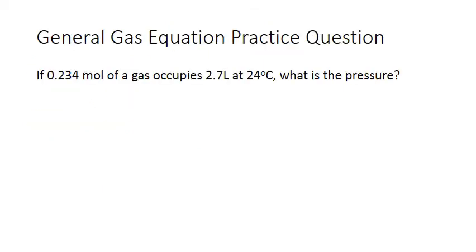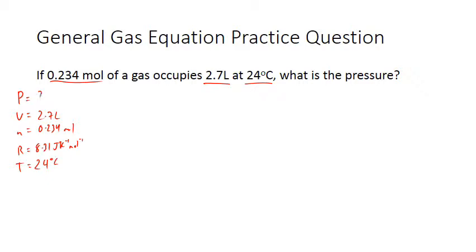So let's practice using the general gas equation with this question here. Easiest thing to do if you think you're going to need to use this equation, just jot your 5 pieces of information on the left-hand side. We know that the gas constant will be 8.31. All right. So here we have 0.234 mole. We have 2.7 liters, and we have 24 degrees Celsius. Okay. So that leaves us with pressure as our unknown.